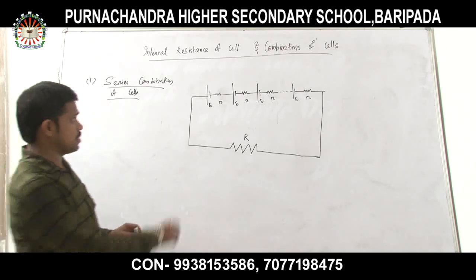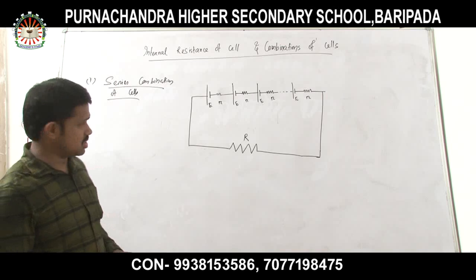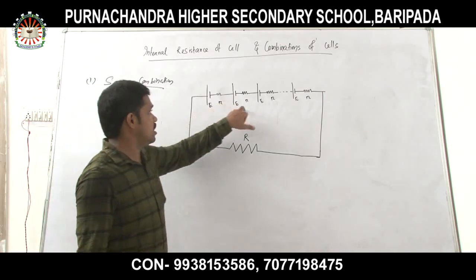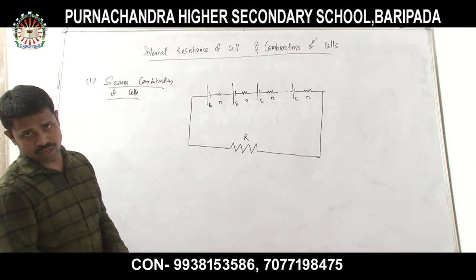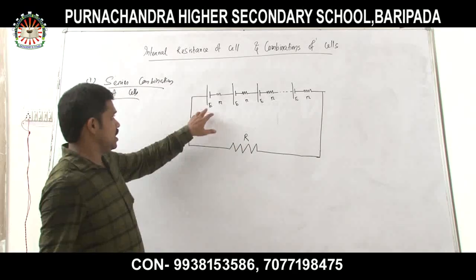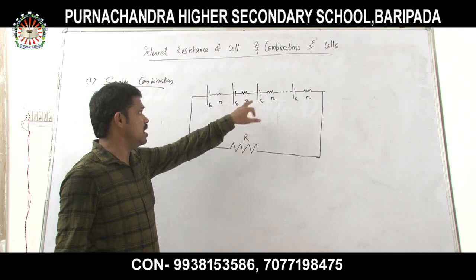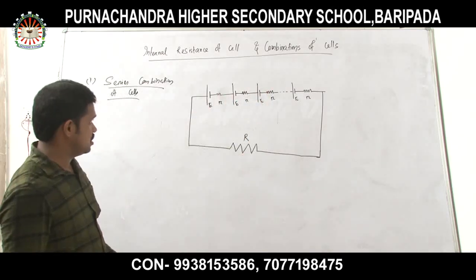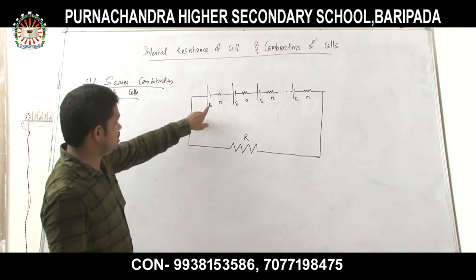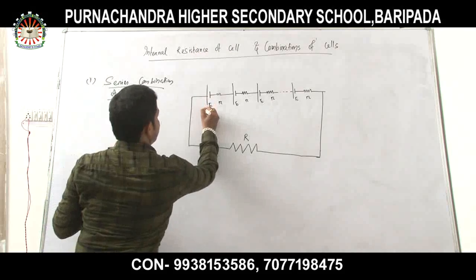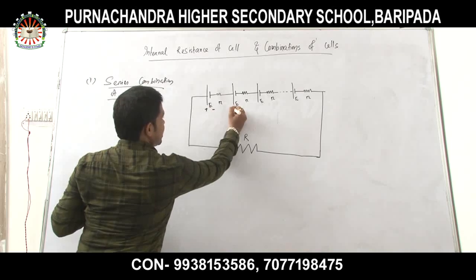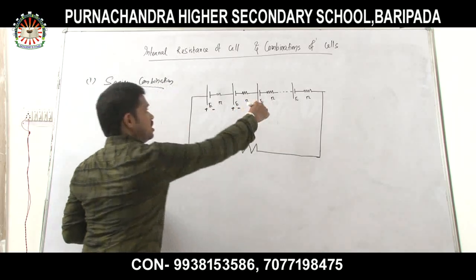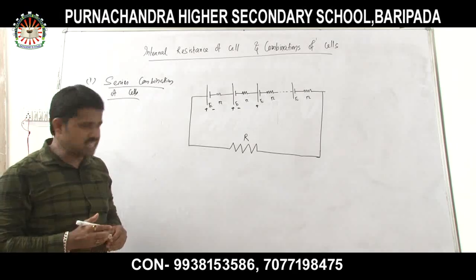Remember, this type of connection is called a series connection of the cells, and each cell has an EMF E and internal resistance R. Clear, all of you? Again I will repeat, each cell has an EMF E and internal resistance R. They are connected in series. All of you understood how they connect in series? Look at it. This is positive, this is negative. So this negative is connected to positive. Now this is negative, this negative is connected to positive. So that's why it is called series combination.